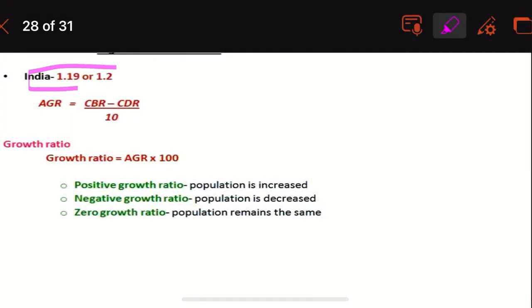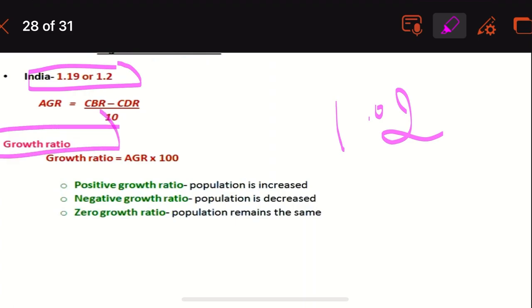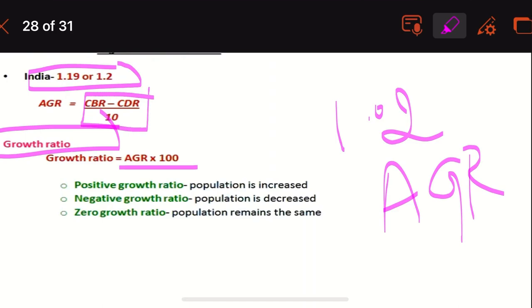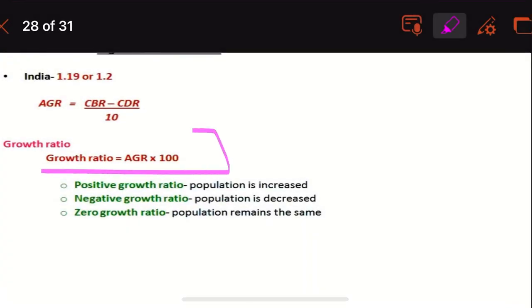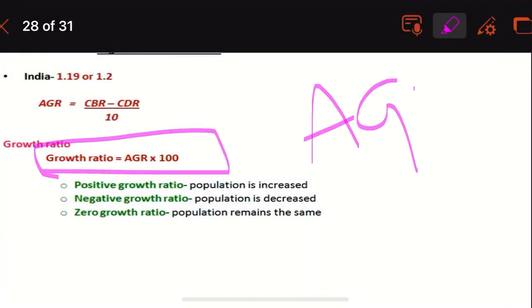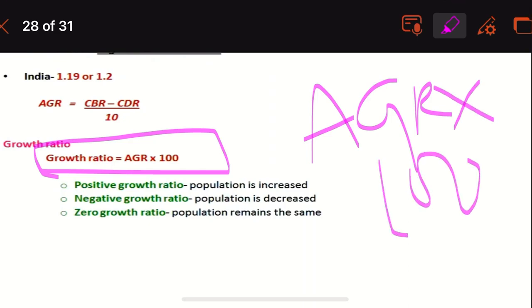In India, it was 1.2. Now, let us see the growth ratio. Growth ratio is the annual growth rate, whatever value you get, into 100. We got 1.2 into 100. So, we see that the growth ratio is the annual growth rate into 100.